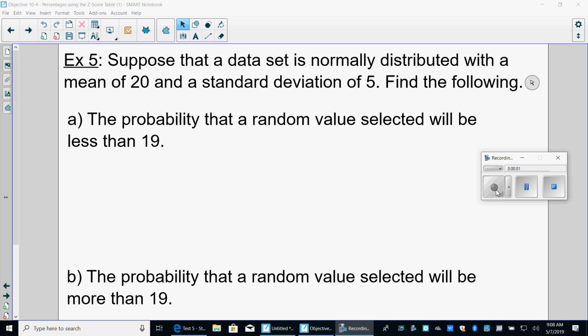Right, we are picking up on 10-4, which is what we started yesterday. You need to have your z-score table out with you. So everybody got their z-score table? Okay, so we did examples 1 through 4 yesterday. We're going to start with example 5 today, and we're just expanding on what we already know.